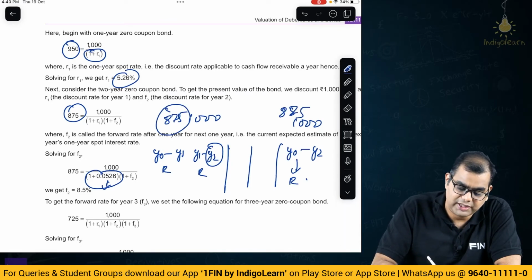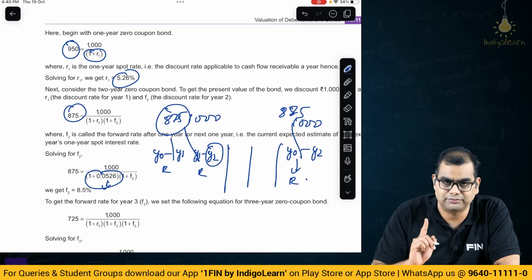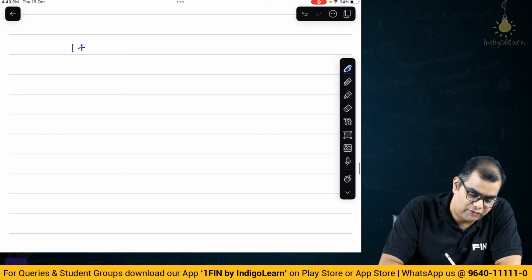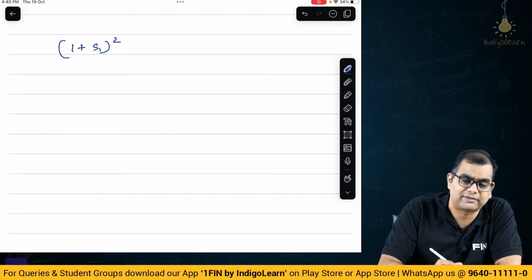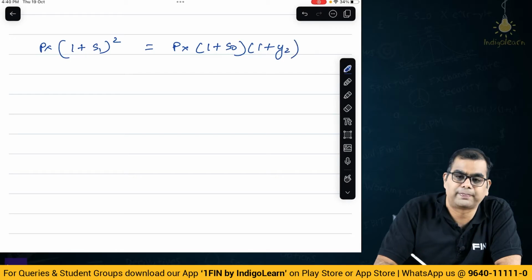But here you are multiplying with two different rates, whereas before you were multiplying with the same rate compounded 2 times. So, I will explain this in an even simpler manner. You have (1 + S1) whole square, which is the same rate applicable for both years. Principal into this, or current value into this, is the same as current value into (1 + S0), that is the first year's rate, times (1 + Y2), some other number.